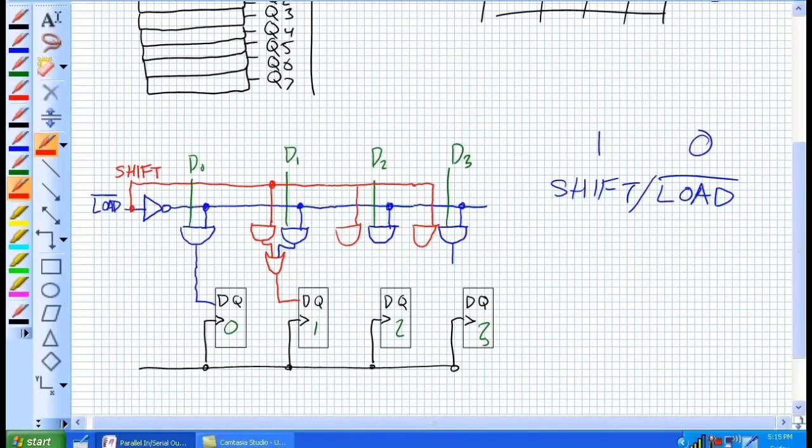Okay, so think from the perspective of shift. So when shift is 1, this AND gate, what's it going to do? Well, it's going to pass the previous stage's Q to the next stage's D. And basically it's going to go like this, in through here, through there. Basically, we've made a serial out. We're passing the previous stage's Q to the next stage's D. So let's go ahead and continue this here.